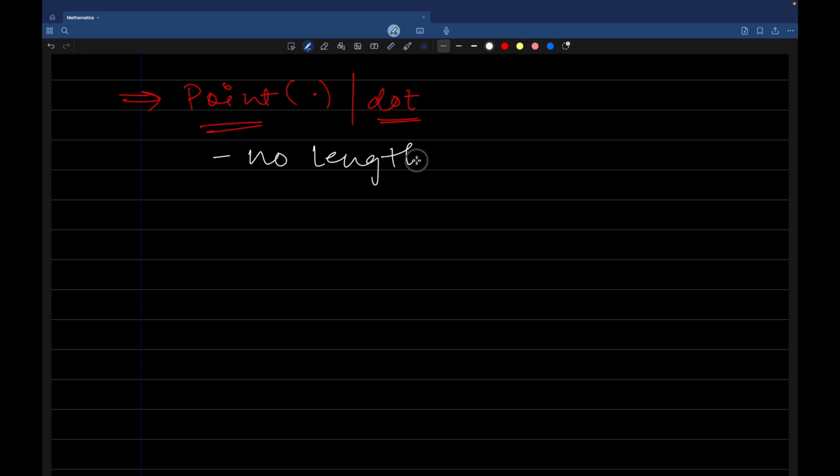Let's note down a few points about point. Point, or we can say dot. Point has no length. Point is a simple dot on paper and it has precise location.